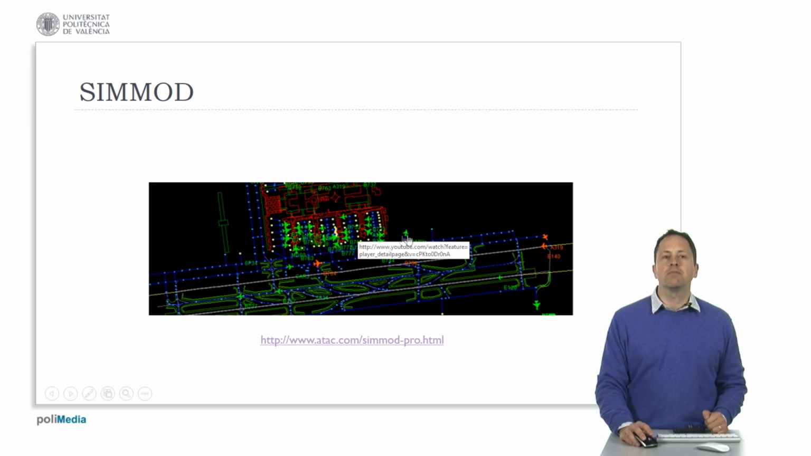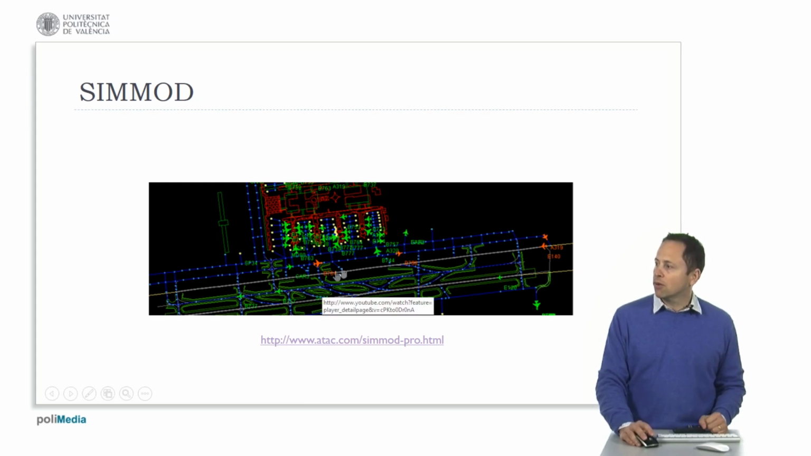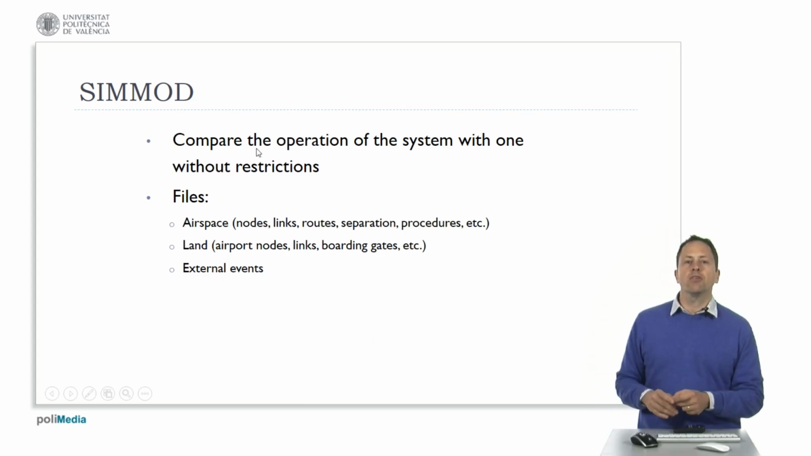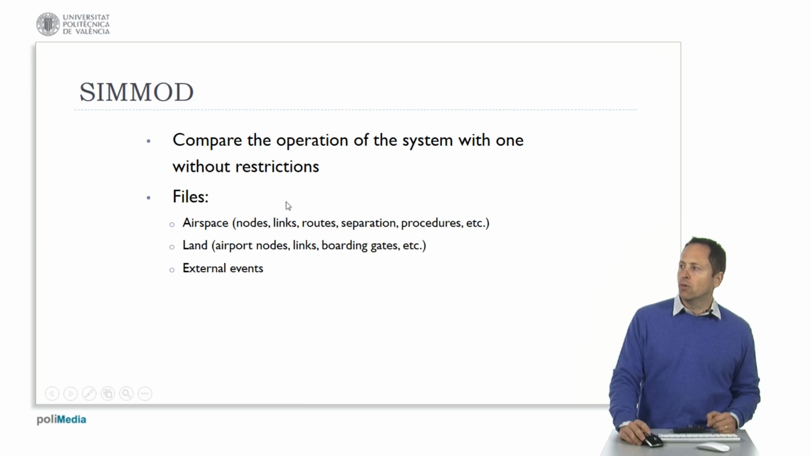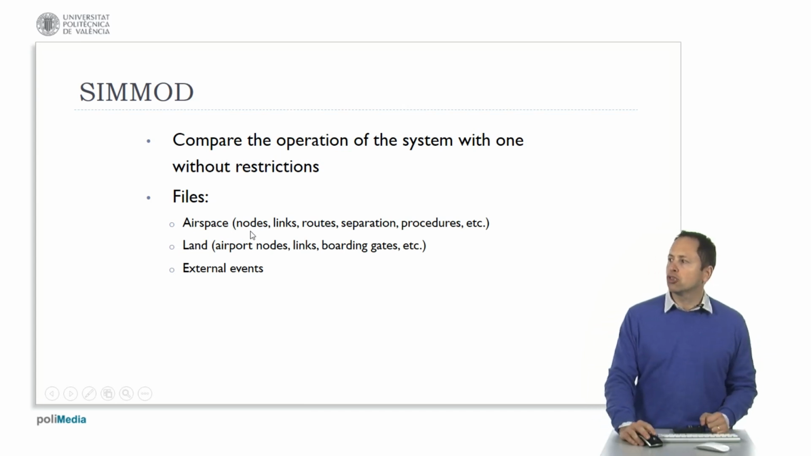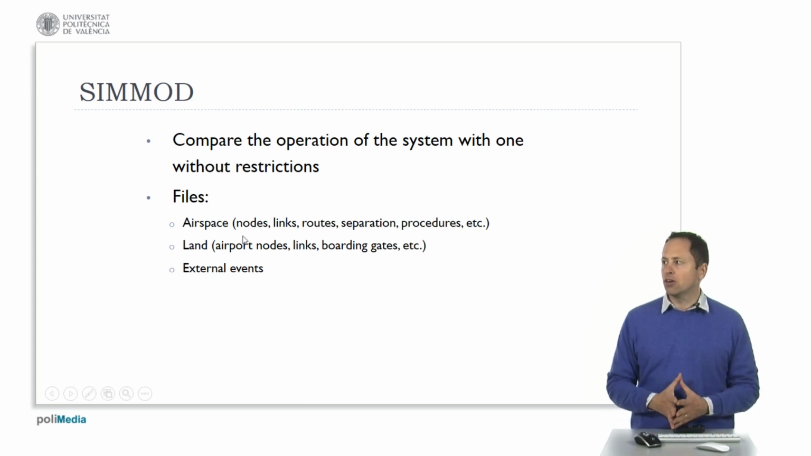Here you have, for example, the SIMMOD in a URL where you can see some videos of how it works, how the aircrafts move in the apron and in the airspace. How does SIMMOD work? Well, it compares the system operation with the operation of a restriction-free system, that is, what would be the capacity of a restriction-free system and what percentage we achieve. For that, it uses several files, an airspace one which contains all the nodes for each aero route, links, also the separation scheme, procedures, etc.